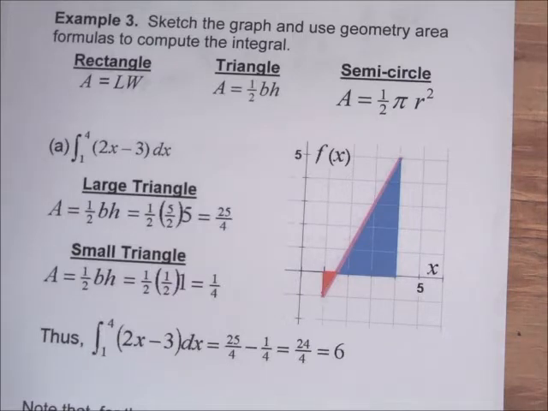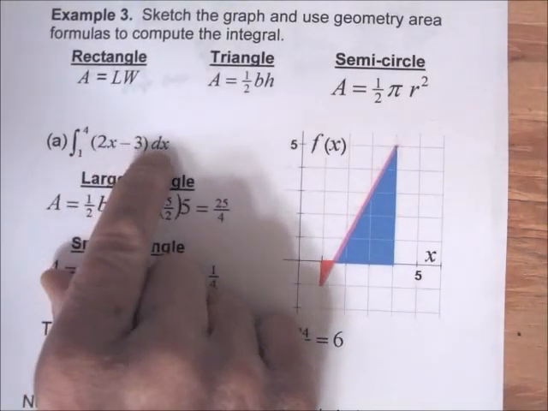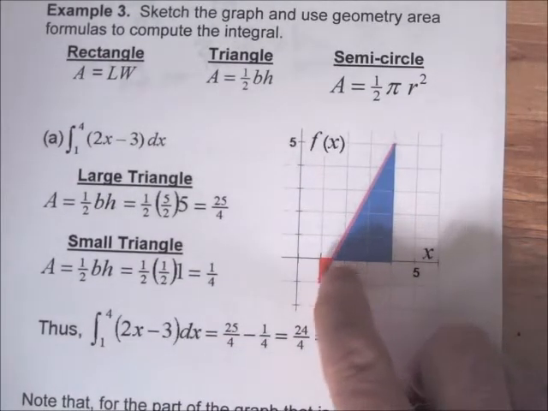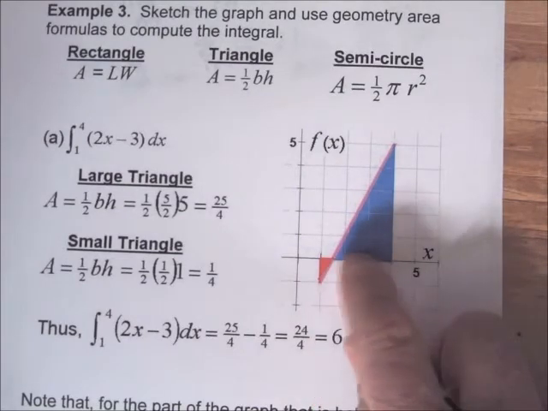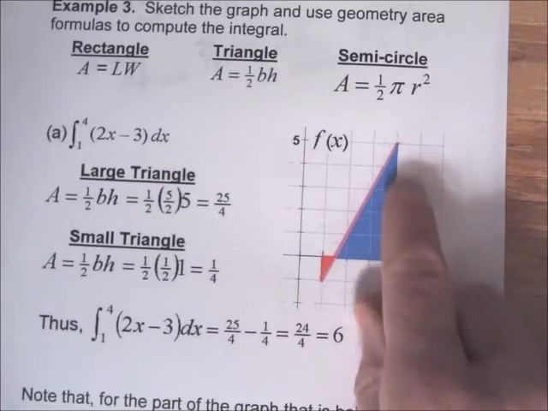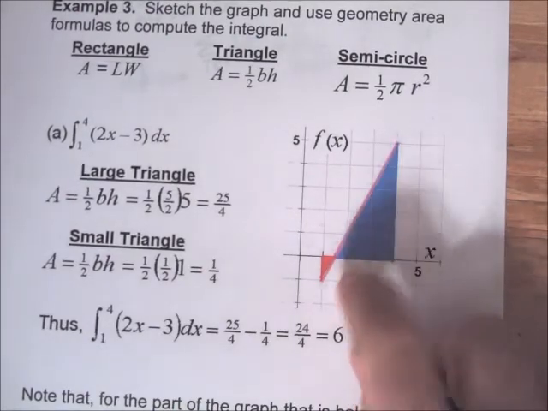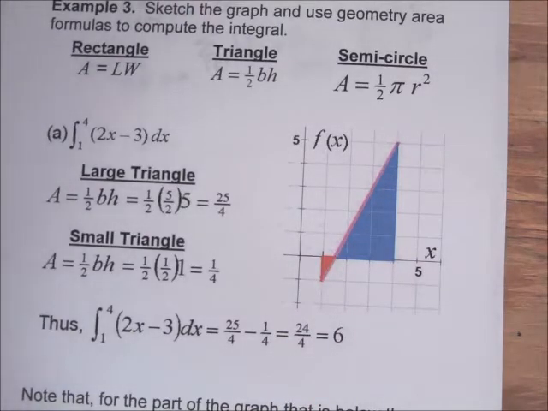Okay, so here's another example. We have the integral from 1 to 4 of 2x minus 3 dx, and this one goes above and below. So the integral is going to be: we're going to do the part that's above the x-axis with a plus sign, and the part that's below with a minus sign.